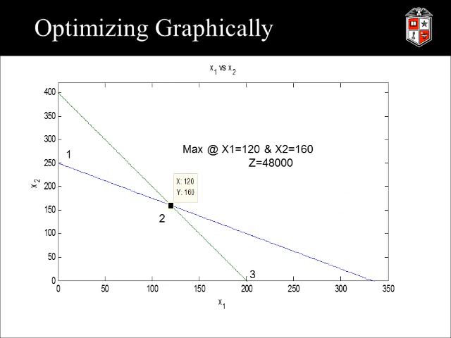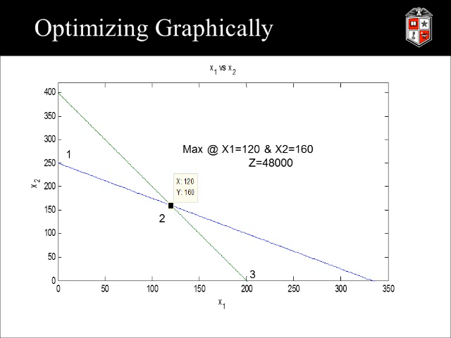If we were to solve graphically, we would have to plot the constraints and find the feasible region. In this case, it will be the region enclosed by points 1, 2, and 3 and the origin. Then we enumerate the points that are corners in our feasible region, in this case numbers 1, 2, and 3.